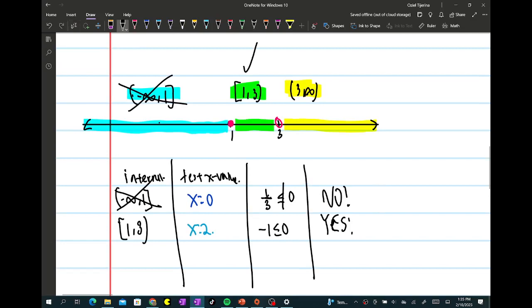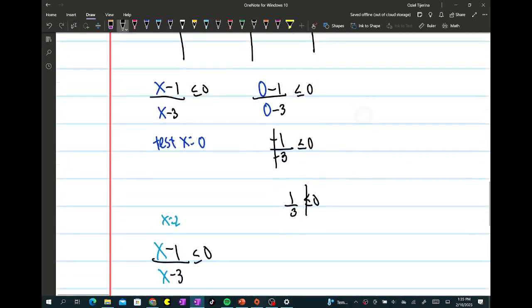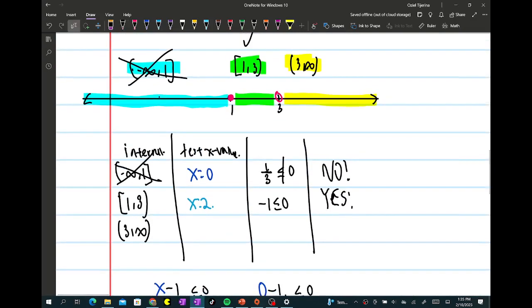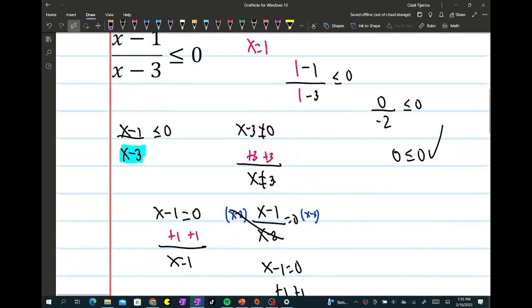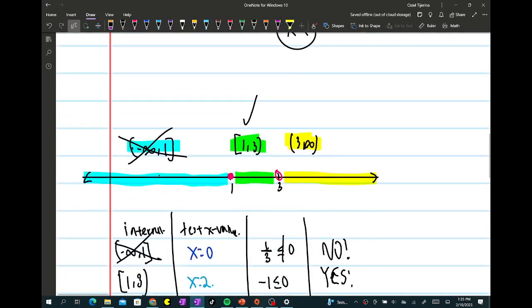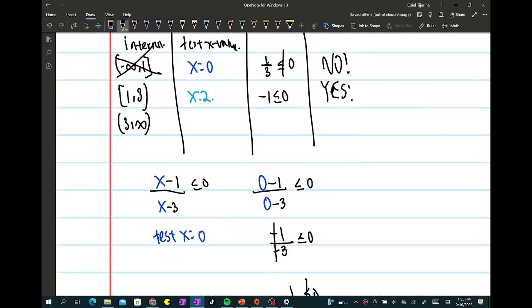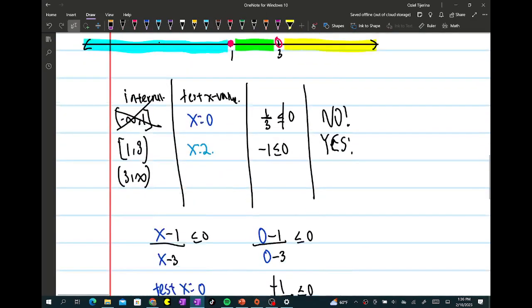So this works. Now what about 3 to infinity? Of course, 3 is not included in the interval because it's in the denominator. We don't want a denominator of 0 because that's going to be undefined. So again, we're going to test an x value from 3 to infinity. Let's do x equals 4.